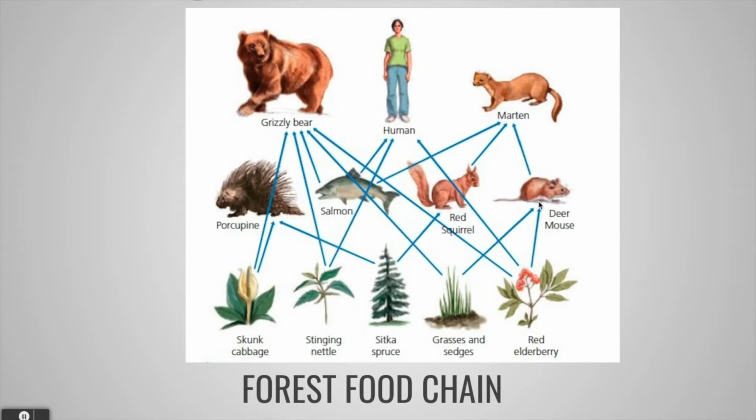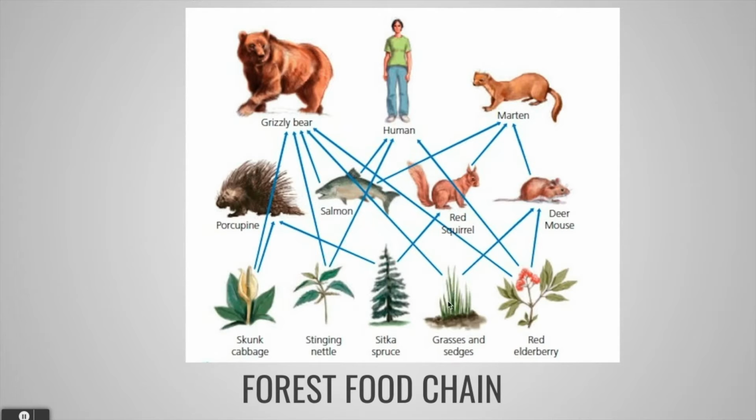This first arrow is pointing to this deer mouse. The arrow tells us that the deer mouse eats the grass for energy. However, grass is also eaten by a grizzly bear. The grass provides energy for both the grizzly bear and the deer mouse. All these different types of plants, the red elderberry, the grass, the sitka spruce, the stinging nettle, and the skunk cabbage, these are all plants and they are producers.